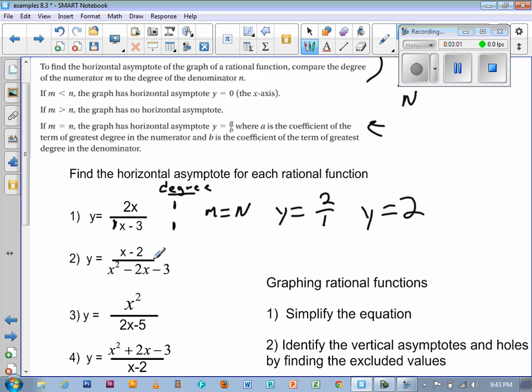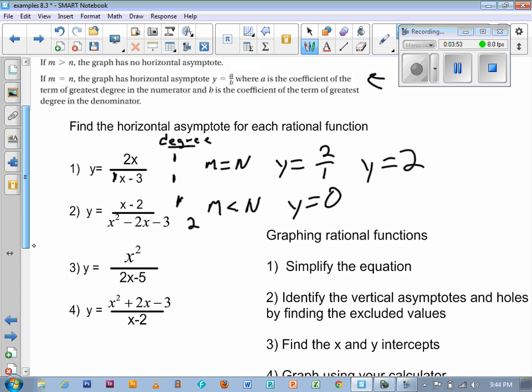Number 2, as you can see, our degree in the top is 1. Several terms here. The highest exponent is 1. That's your degree. The bottom is 2. And in this case, m is less than n. So let's rephrase that. I'm looking at 1 on top, 2 on the bottom. M represents my top value. N represents my bottom value. So m is less than n. If that's the case, then this rule applies. Your horizontal asymptote is at y equals 0. Okay, so it's pretty simple once you get the hang of it, how to determine these asymptotes.